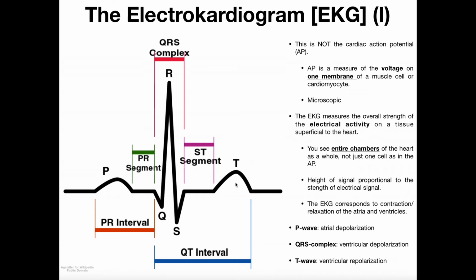But again, with the EKG, the other thing I want to make perfectly clear, this is not the cardiomyocyte action potential, because the action potential is only looking at one individual cell. This is looking at the heart as a whole. So rather than seeing one cell, we're seeing the entire atria depolarize and then subsequently contract. Here we're seeing the entire ventricles depolarize and subsequently contract, and then here we're seeing the ventricles repolarize and subsequently relax. So hopefully this makes sense.